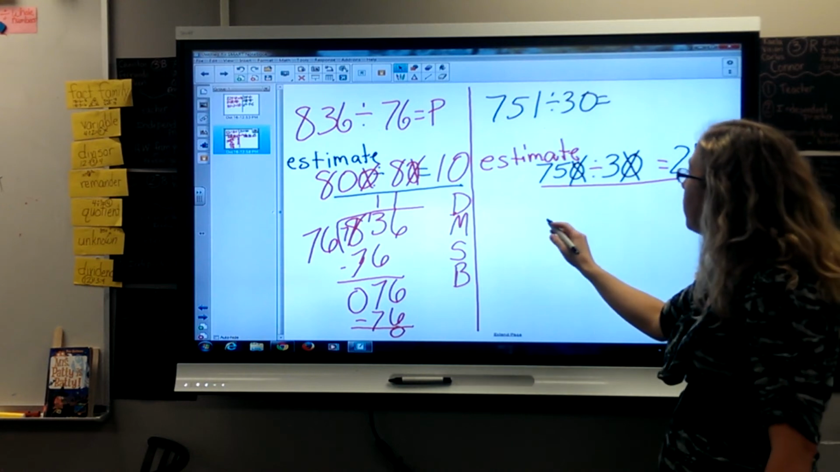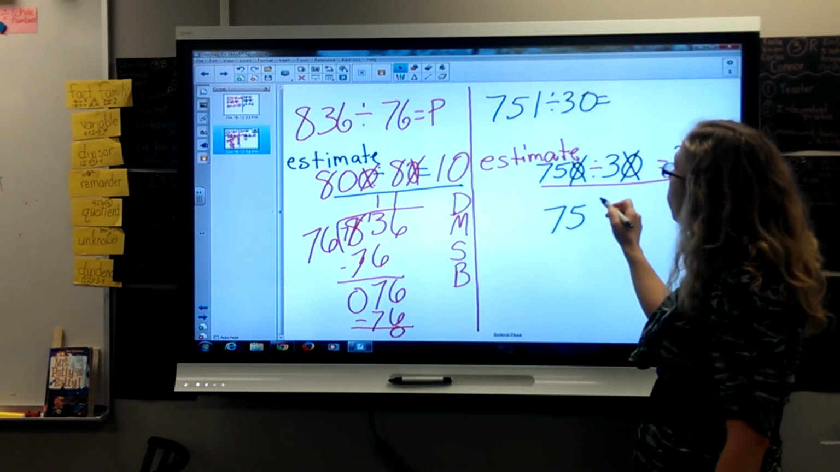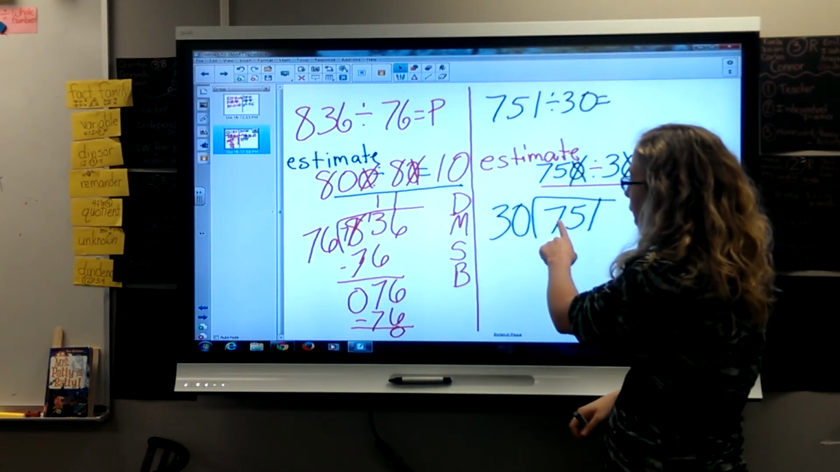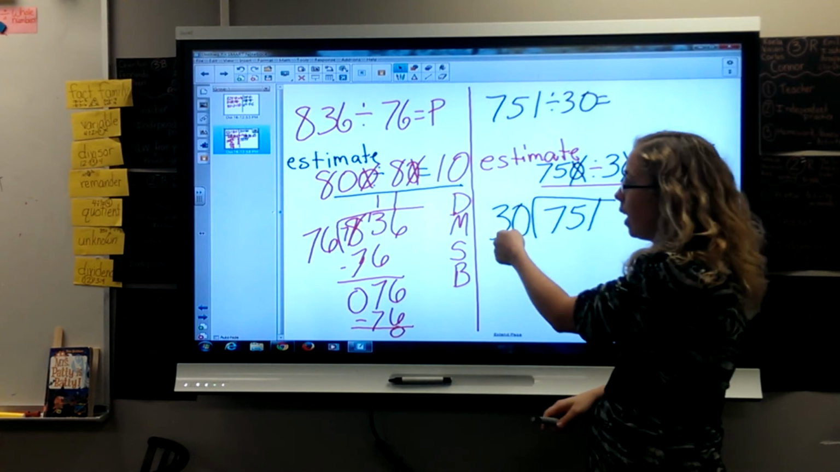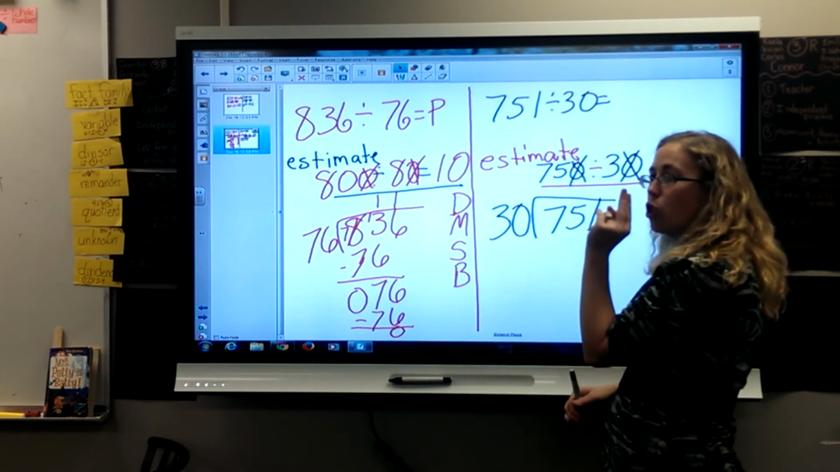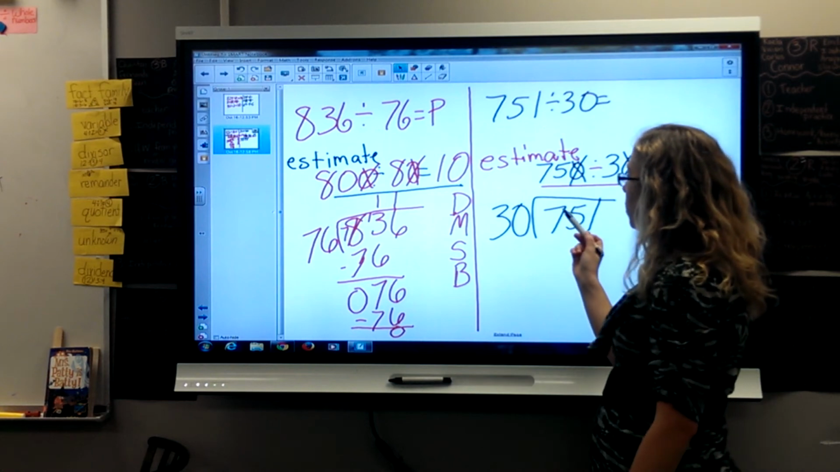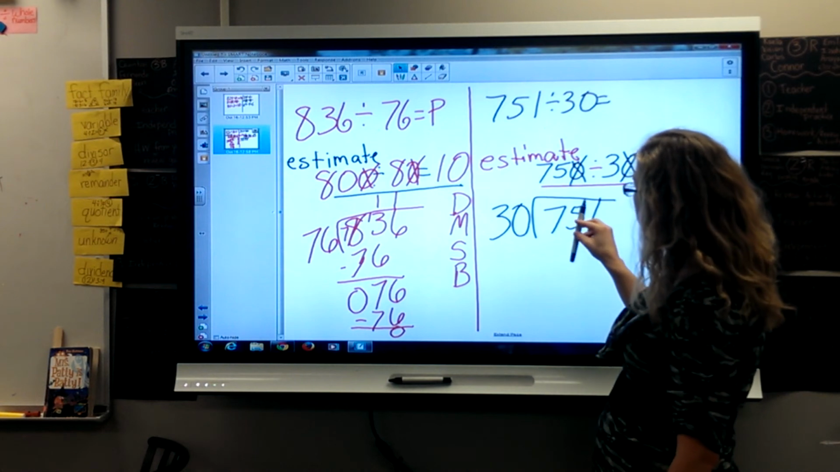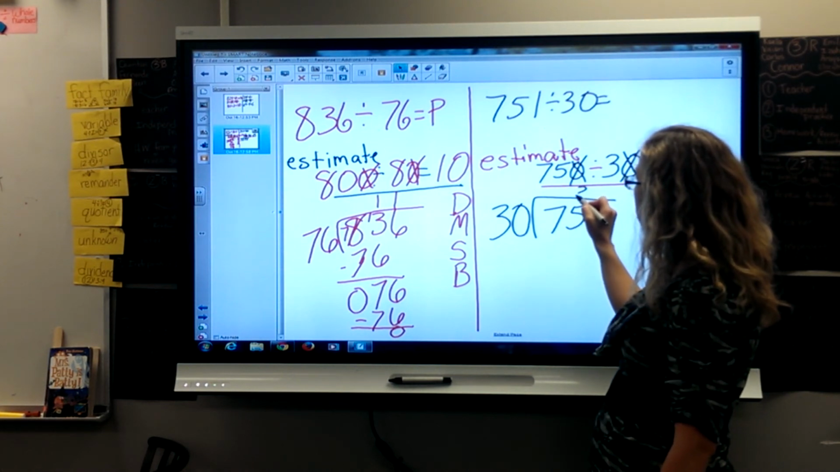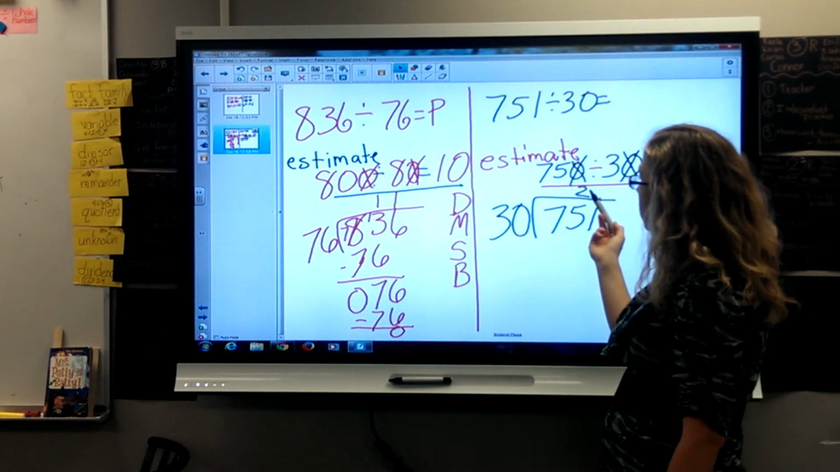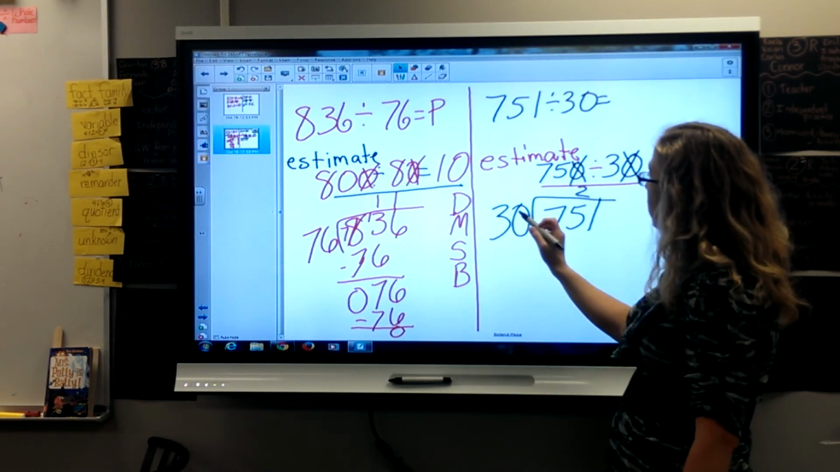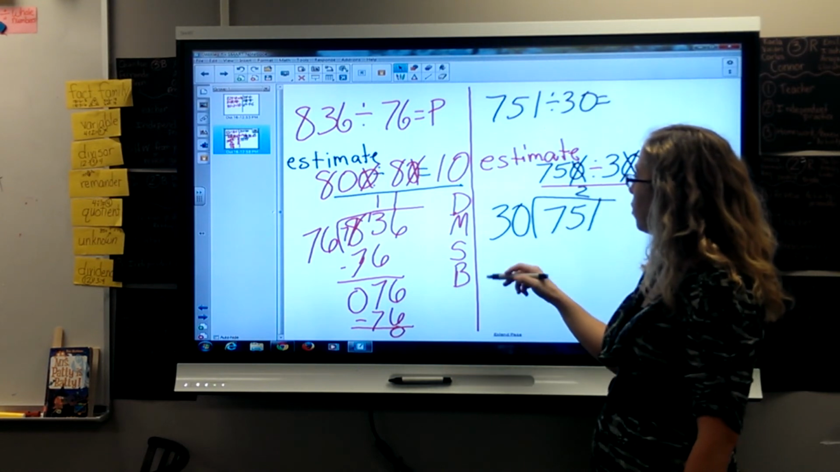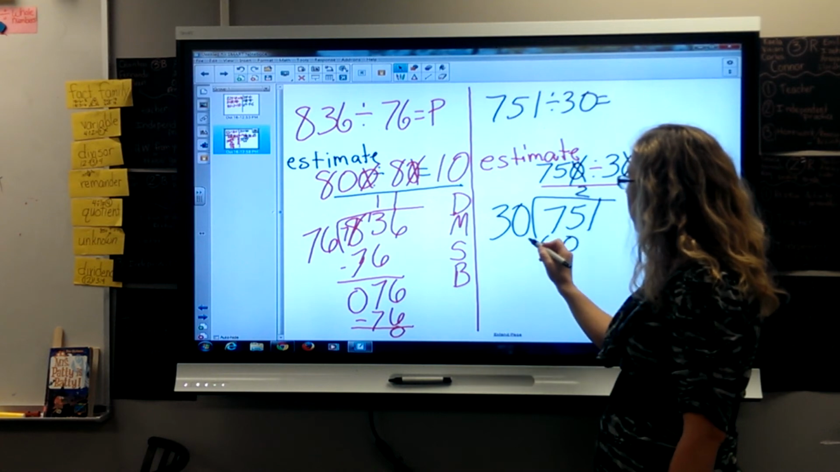So our answer to this next problem that we're getting ready to do has got to be reasonably close to 25. Okay, remember we can't just look at the 7 because we know that we can't take 7 things and divide them 30 ways. We have to look at the first 2 numbers. So how many times can 30 things go into 75 things? 2 times. But the answer goes right here by the 5 because we're working 2 place values over. So we divided. Now we have to multiply. 2 times 30 equals 60. Now we subtract.